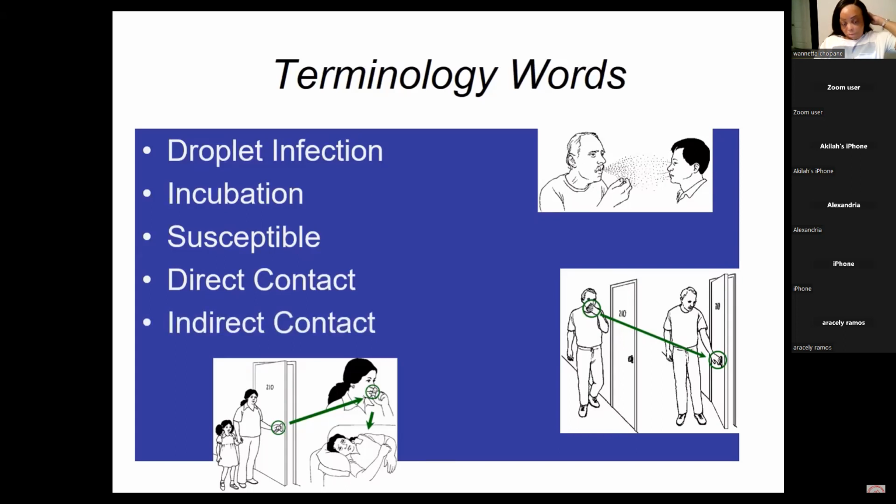Then we also have indirect contact. This is more of a third-party contact where it could be a doorknob or a handle or a silverware that you put in your mouth or touch. Sometimes these bacteria or viruses can live on a surface for quite a while, for a number of hours. So we have to be careful when we talk about these five, and we need to understand what each one refers to: droplet, incubation, susceptibility, direct, and indirect contact in the infection cycle.